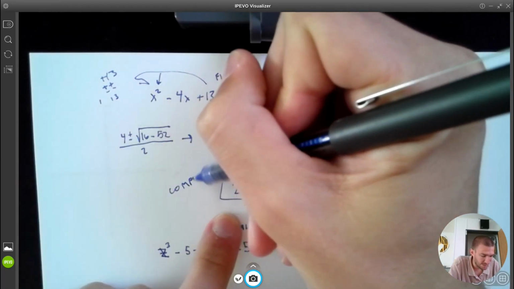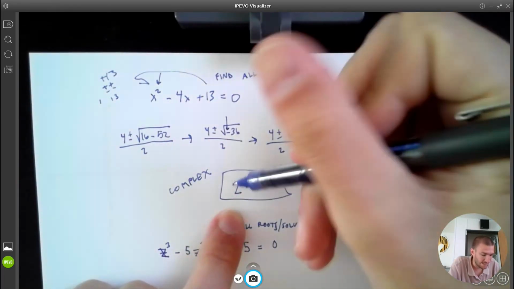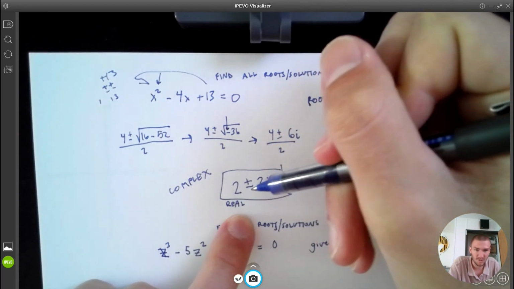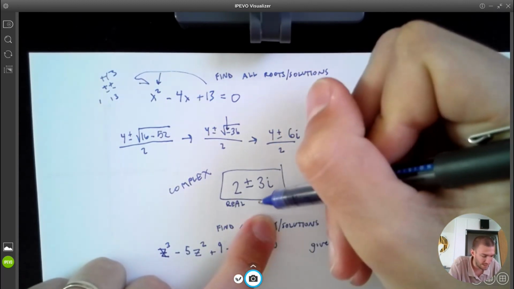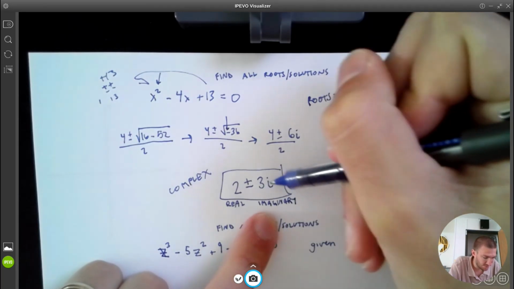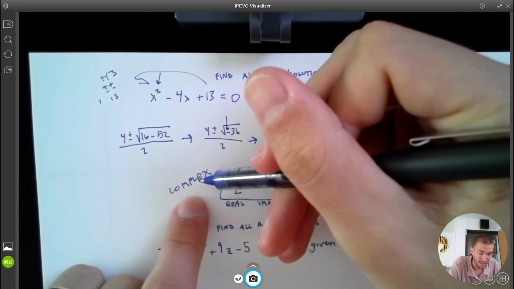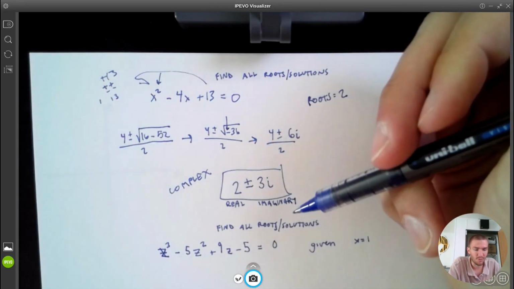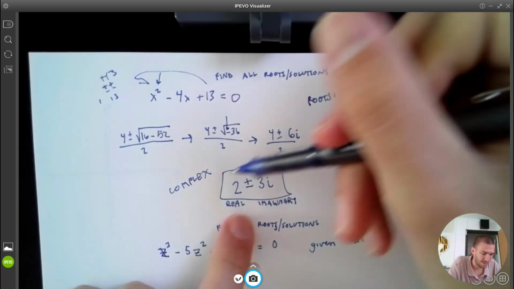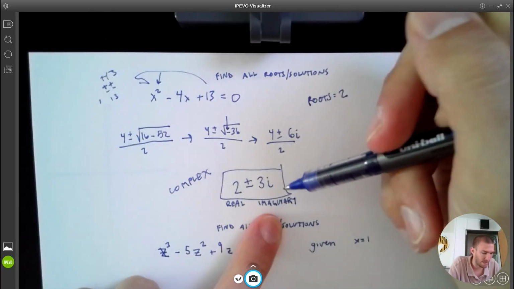These are called complex roots. This is a real number. This is 2, just a normal old real number, and this is an imaginary 3. It's called complex. It's kind of like, we got complex issues because it's a bit of a both thing, right? It's some real and some imaginary.